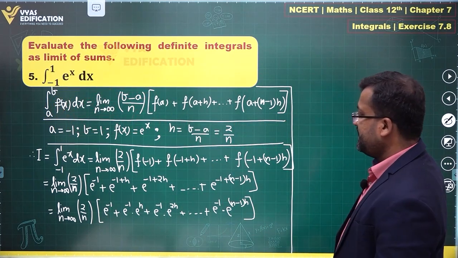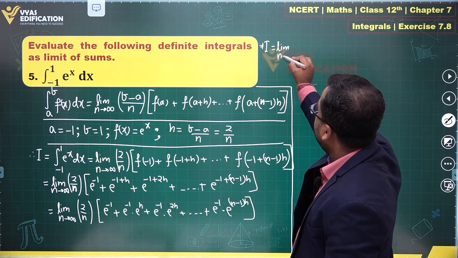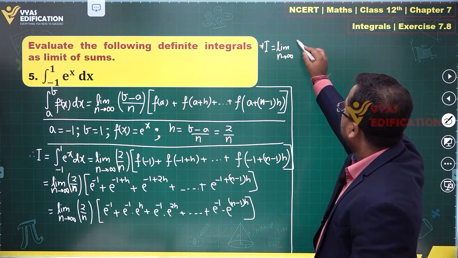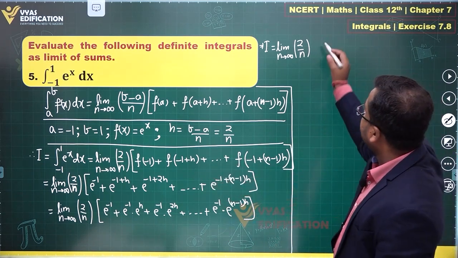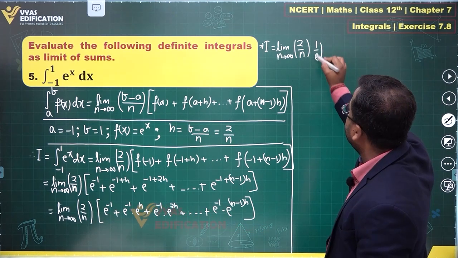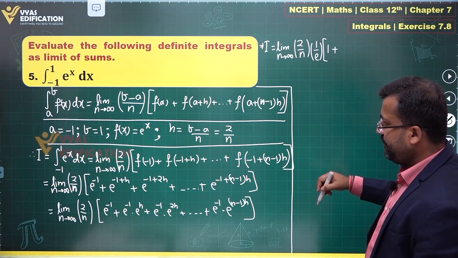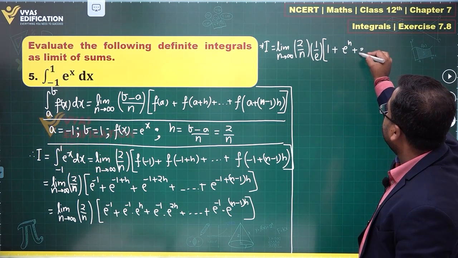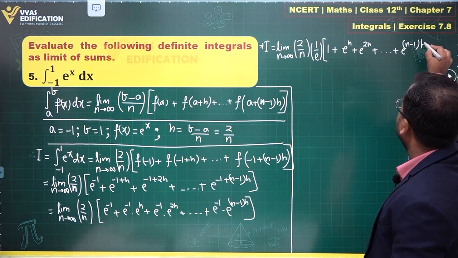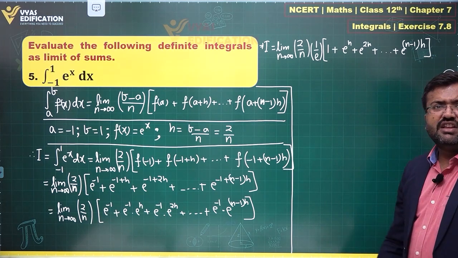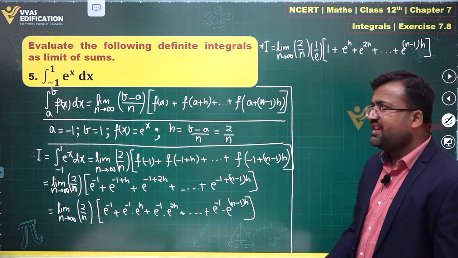Let's move on to the next step after this. This tells me I is equal to the limit as n tends to infinity of 2 by n, which remains as it is, and I can take out e power -1, which is 1 by e, common. In the bracket, taking e power -1 out common, this will leave 1, e power h, e power 2h, plus dot dot dot e power (n minus 1)h. Pretty interesting. This is nothing but a geometric progression, right? First term is 1, common ratio is e power h. So the sum is very simple.